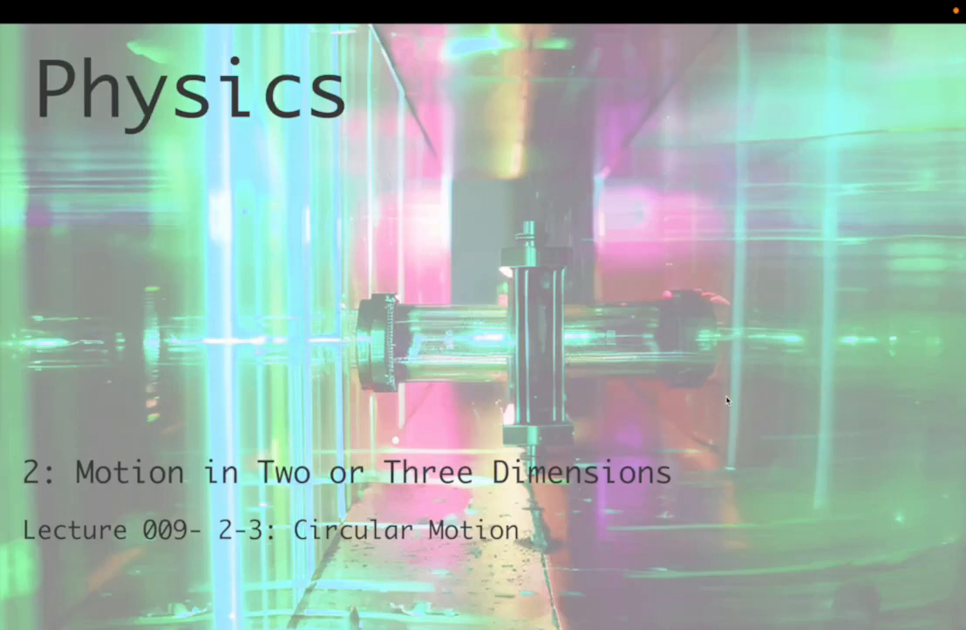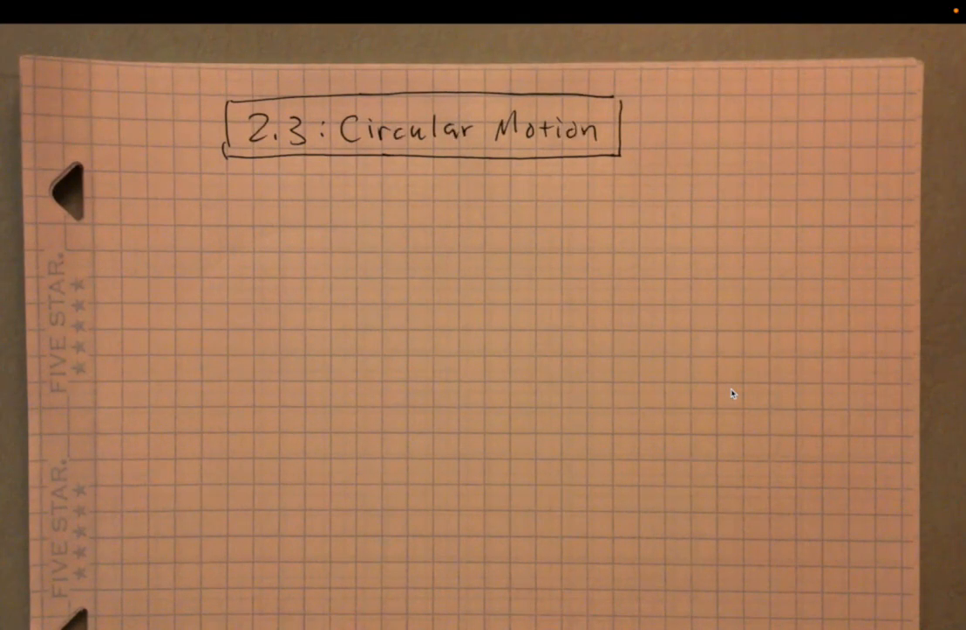Hey everyone, welcome back to physics. This will be lecture 9 of the course. And in this section, we're going to take a look at another kind of motion that we can model in 2 and 3 dimensions, and that is circular motion. So let's go ahead and jump into it. And we'll call this section 2.3 circular motion.